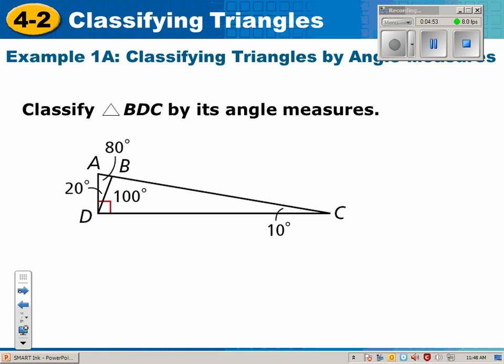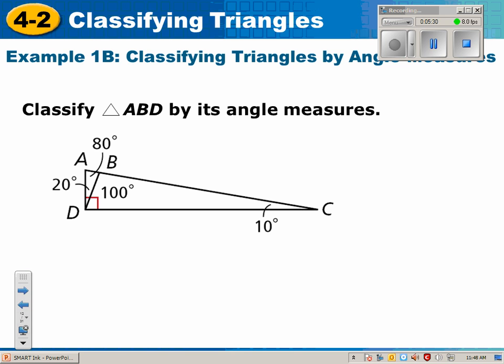Okay, let's look at some examples. Classify triangle BDC by its angle measures. And what you'll notice is they don't give you just a simple little triangle. They give you a crazy picture, and you got to try to find things. So B to D to C, we're looking at this triangle. What would it be? Obtuse. It is obtuse because which angle is obtuse? Angle B. DBC, this angle here. Questions? Okay, next one.